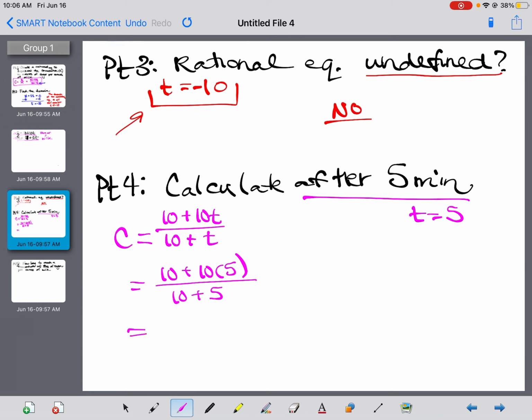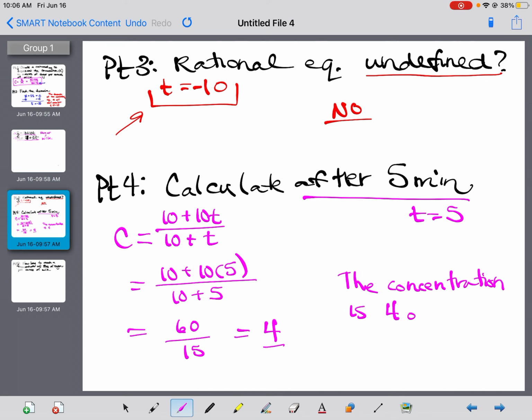Well, 10 times 5 is 50. 50 plus 10 is 60. And then 10 plus 5 is 15. So 60 divided by 15 is 4. So my concentration is 4. I can't just leave it at that, because that's for what? So my answer here, the concentration is 4 ounces.